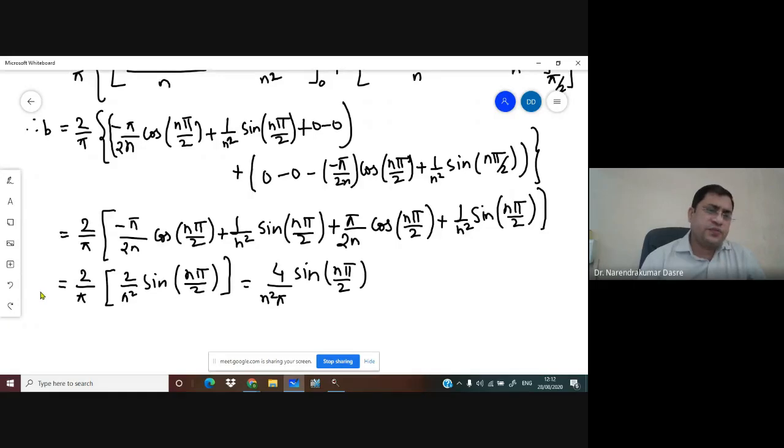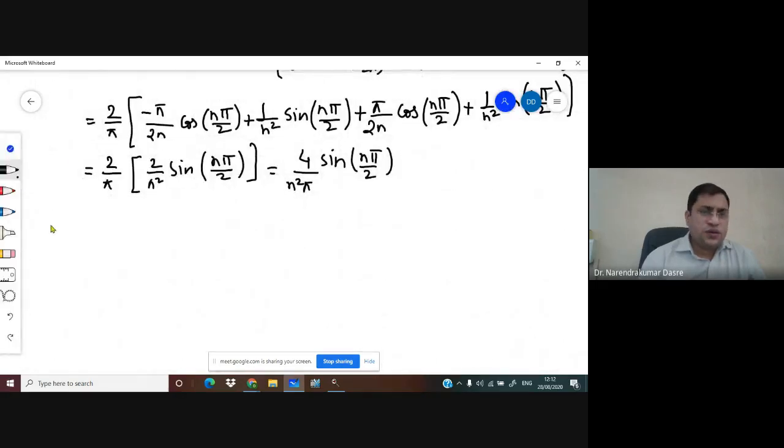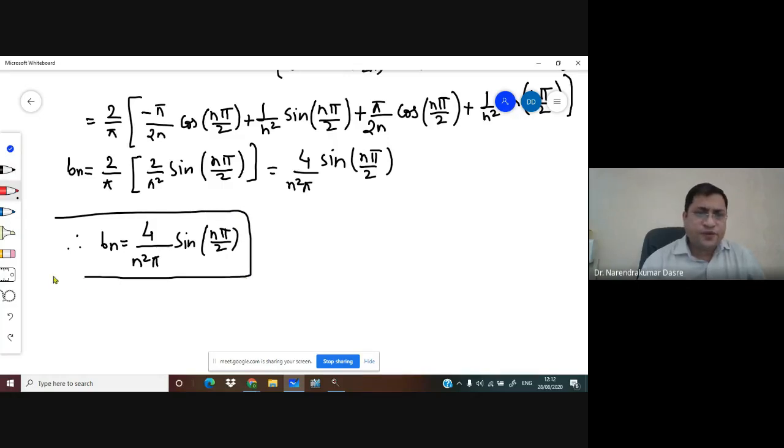So we get here, hence this is Bn we were calculating. So Bn is equal to 4 upon n square pi sine of n pi by 2. So we can have this as equation 2.